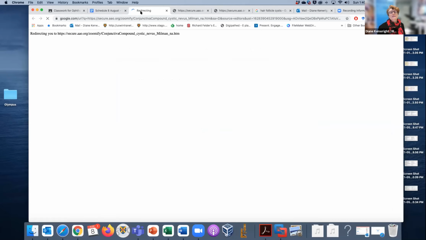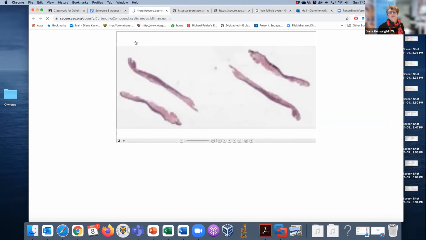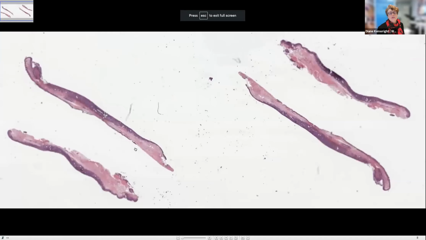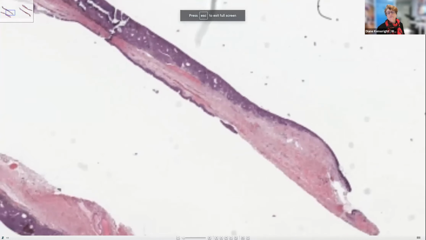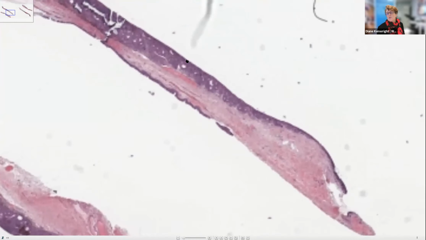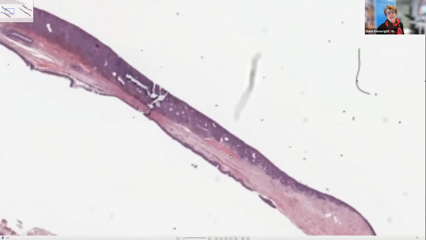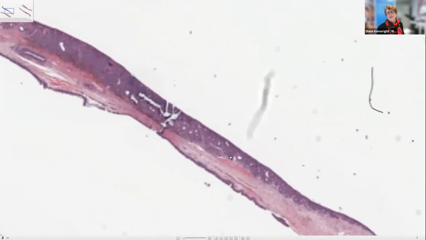Right, so this is number 6. All right, let's run through the rubric here. We have conjunctiva and it's folded over again. Is there a way to stop them folding over, Amanda?